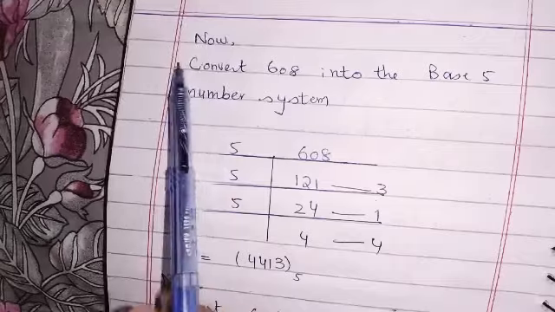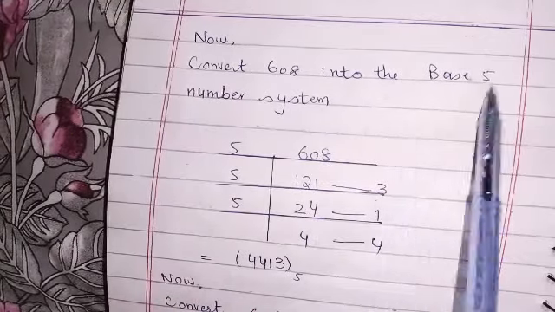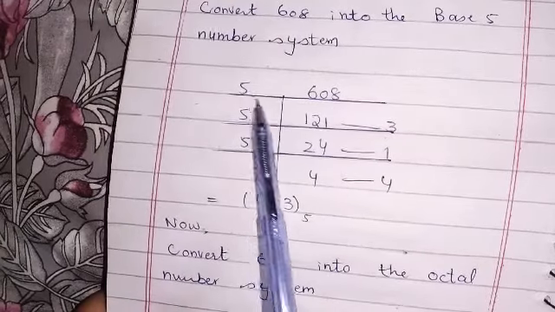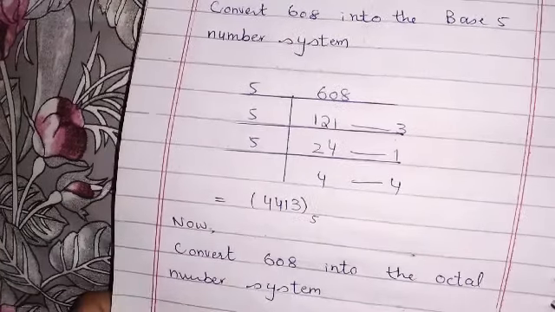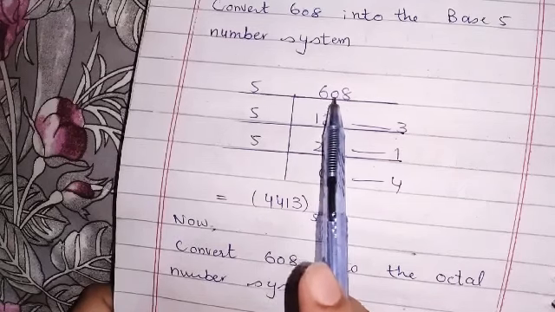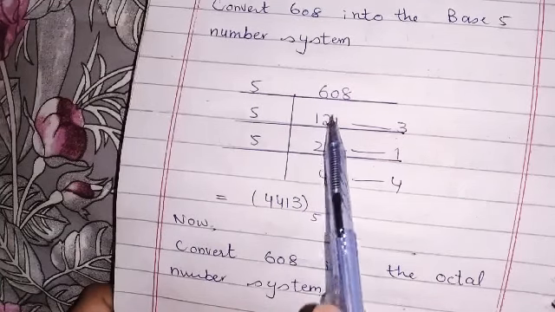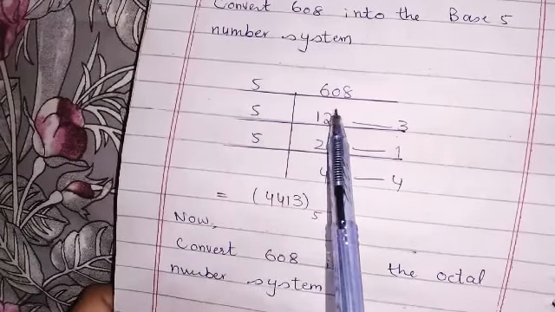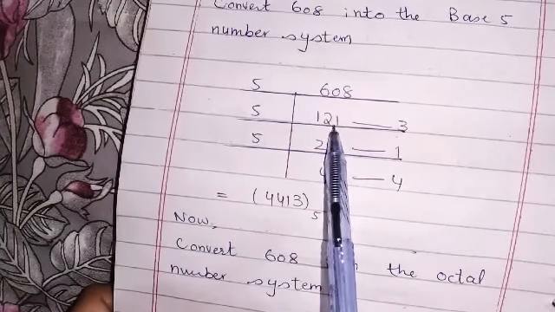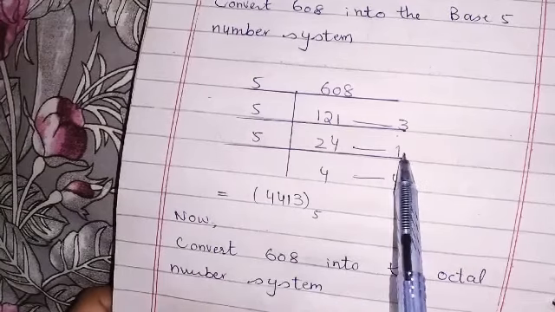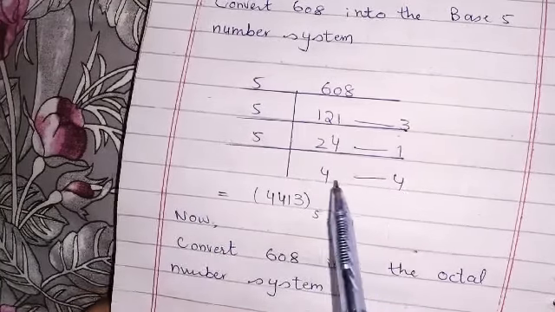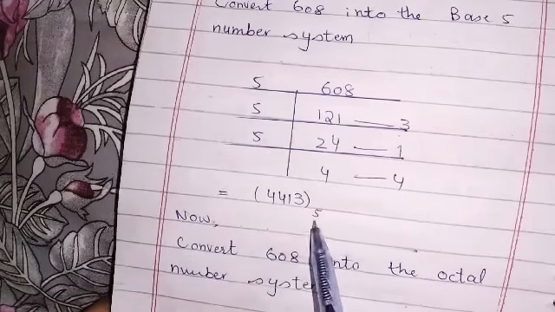Firstly we will write the statement: now convert 608 into the base 5 number system. We will divide 608 with the base 5. 5 1s are 5, 1 carry to the next digit makes 10, 5 2s are 10, 5 1s are 5, and 3 is the remainder. Then 5 2s are 10, 2 carry to the next digit here makes 21, 5 4s are 20, and 1 is the remainder. 5 4s are 20, and 4 is the remainder. Our answer is 4413 with base 5.